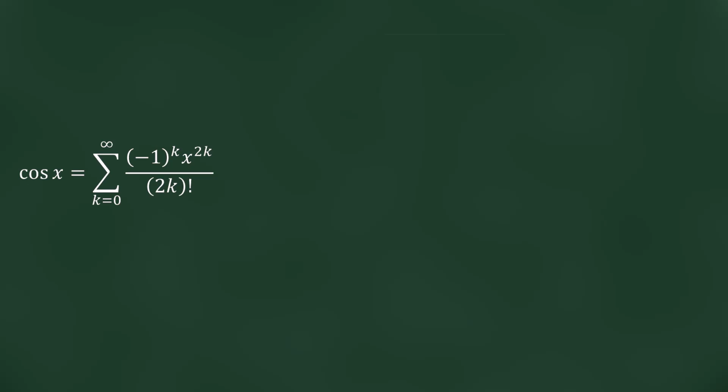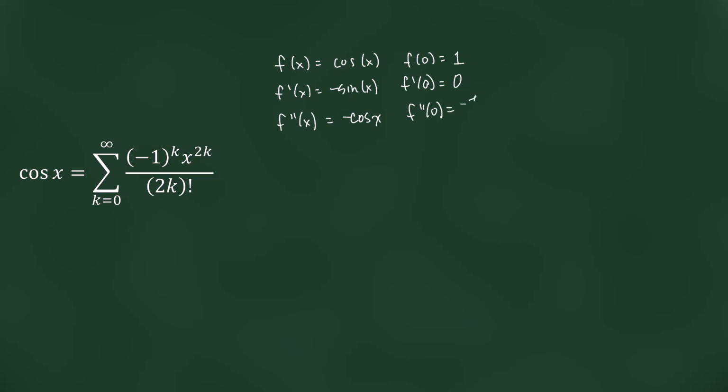All right, we're going to stay with trig functions now and do the very same thing for cosine of x. So we have f of x equals cosine of x, so that f of 0 is 1. F prime of x is going to be the negative sine of x, so that f prime of 0 is 0. The second derivative is the negative cosine of x, so we get negative 1 for f double prime of 0. The third derivative is positive sine of x, so the third derivative at 0 is 0.